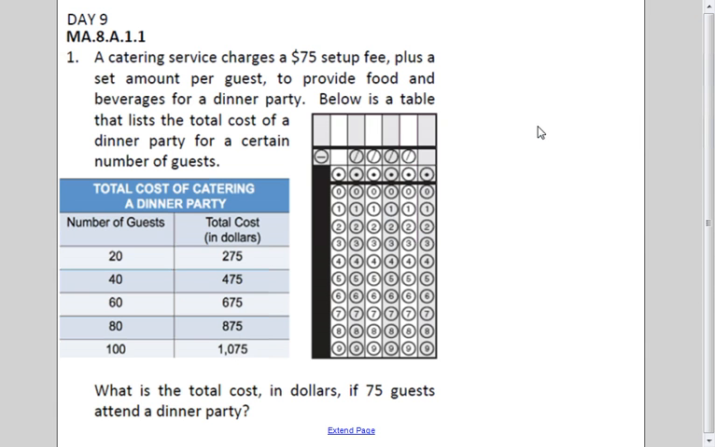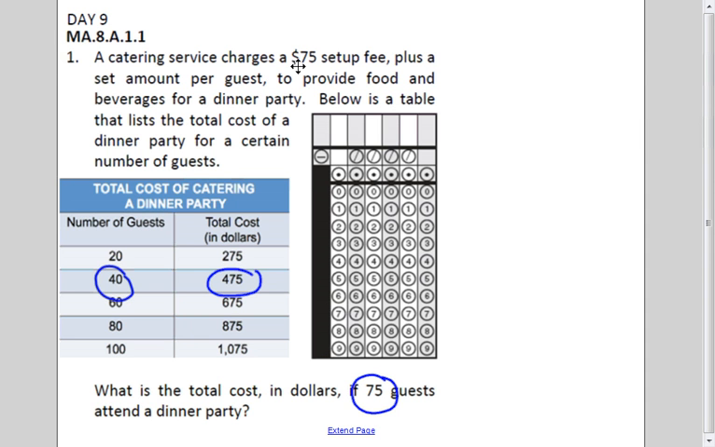Right, so again, we have a catering service that charges a $75 setup fee plus a set amount per guest to provide food and beverages for a dinner party. They give you a table below with all the information, and as we have learned by now, we should be able to select any pair that we want. So let's just say we arbitrarily select 40 and 475. They asked us for the total cost in dollars if 75 guests attend a dinner party.